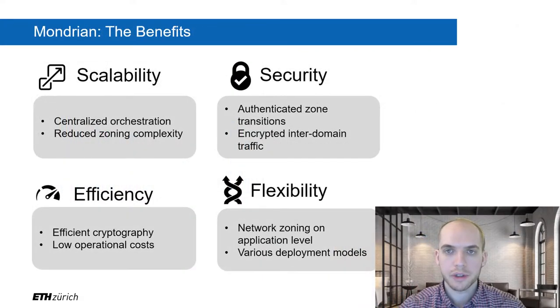To summarize, Mondrian provides increased scalability for network zoning. The reduction of management points and the capability to join networks with different underlying protocols, combined with a central management interface, greatly simplifies network orchestration. Giving operators the tools to create network zones with application granularity offers great flexibility and enables various interesting deployment models. At the same time, with authenticated zone transitions and encrypted interdomain traffic, Mondrian offers high security. Lastly, efficient cryptography and low operational costs make Mondrian an interesting candidate for enterprise networks.